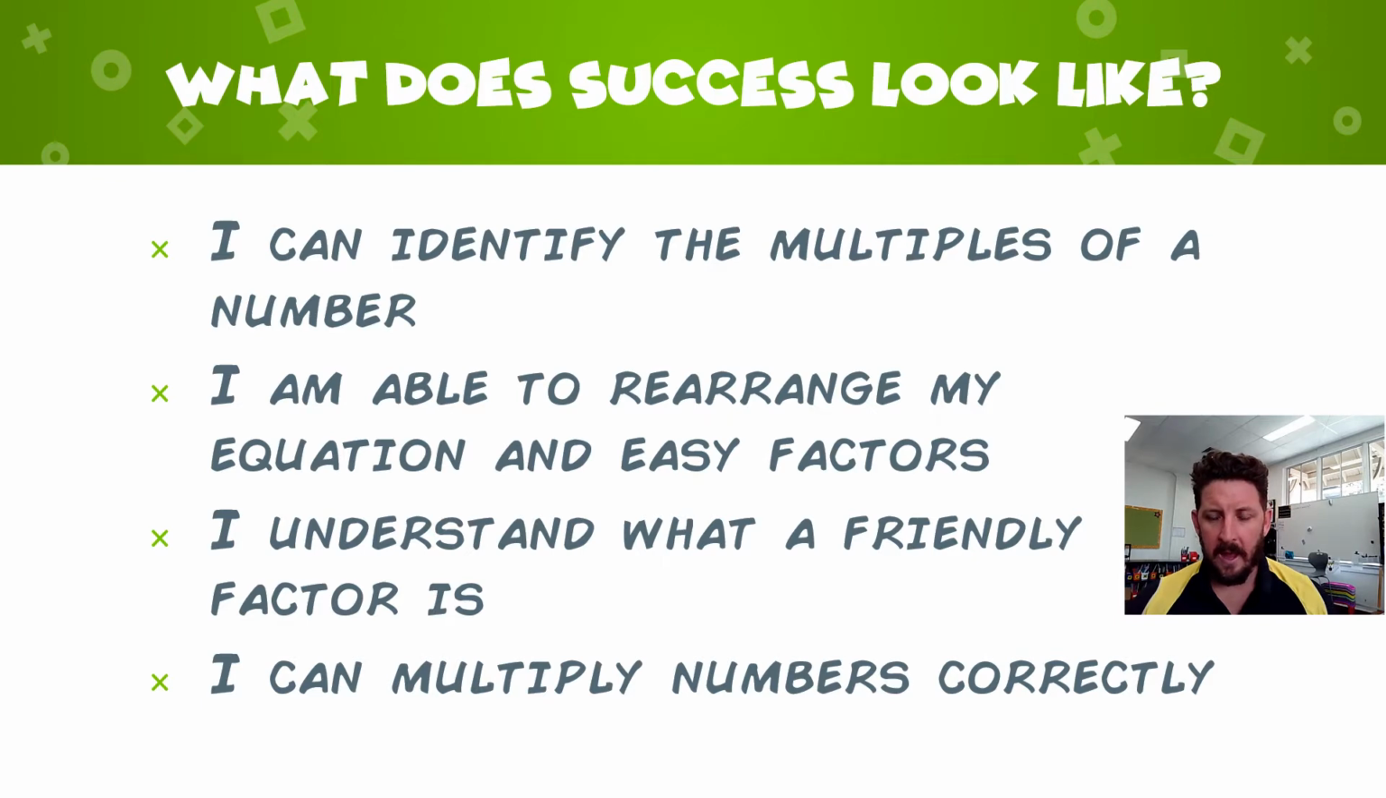Right, so after we look at our factors and multiples in ways of solving our problems, we need to be able to make sure that we can do these things if we're going to be successful. The first one is that we're going to be able to identify different multiples that make up a certain number. That's the first thing. Then we're going to be able to rearrange those factors and make easier equations. Now that means that we'll need to know what a friendly factor is. We're going to talk a bit more in depth about that, and then we need to make sure that we can actually multiply those new numbers together correctly. Otherwise our answer is going to be wrong. So they're going to be the four things we're going to be looking to be able to do by the end to be successful.